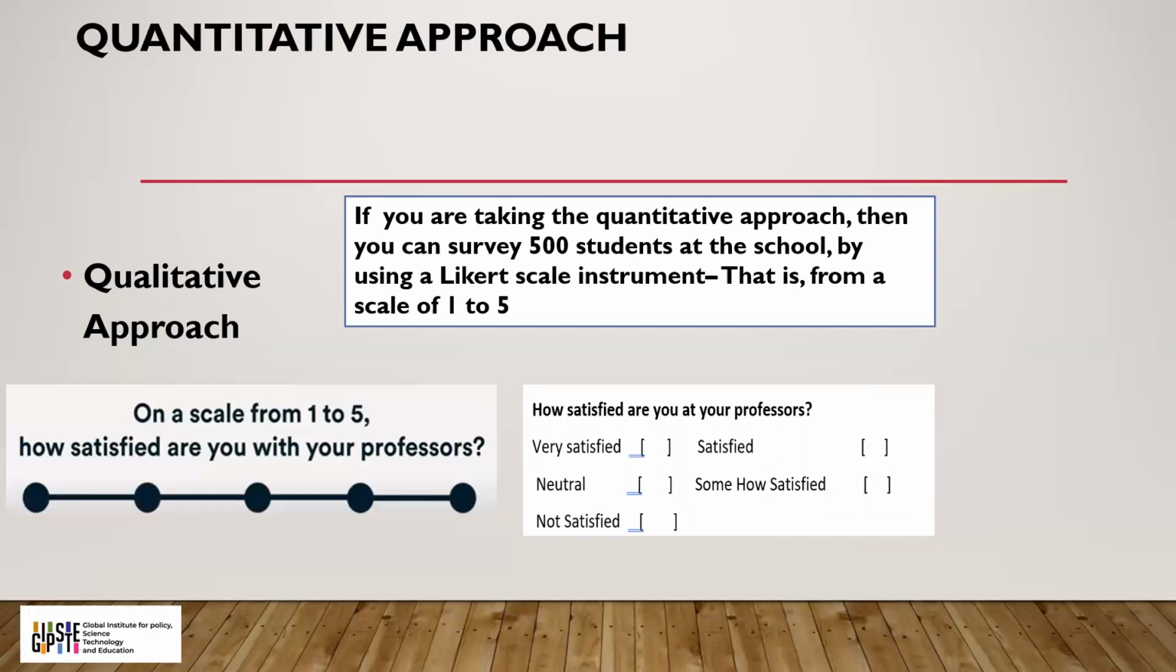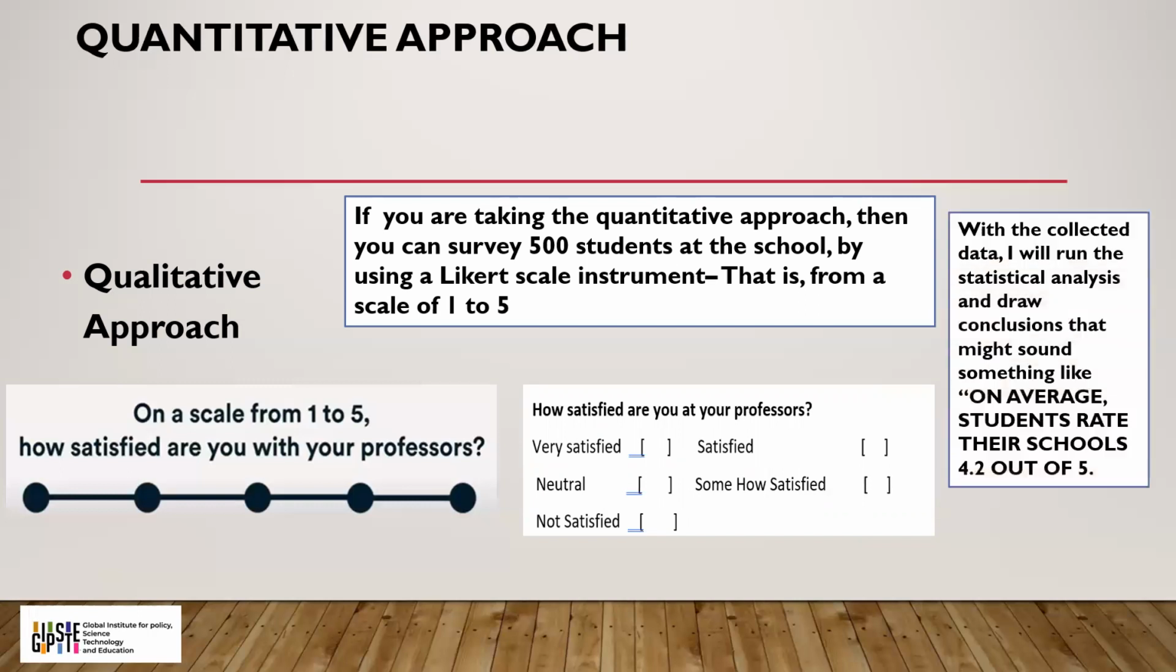Unlike qualitative, which has a small sample size. But for quantitative, large, you can sample 150, 100, 200, but it's a good idea to increase your statistical power to get a very large sample size. Very, very important. With the collected data from the Likert scale, you should be able to run a statistical analysis and draw conclusions that might sound something like averages, because this one is a Likert scale of 1 to 5. So you need to find the average score for the responses.